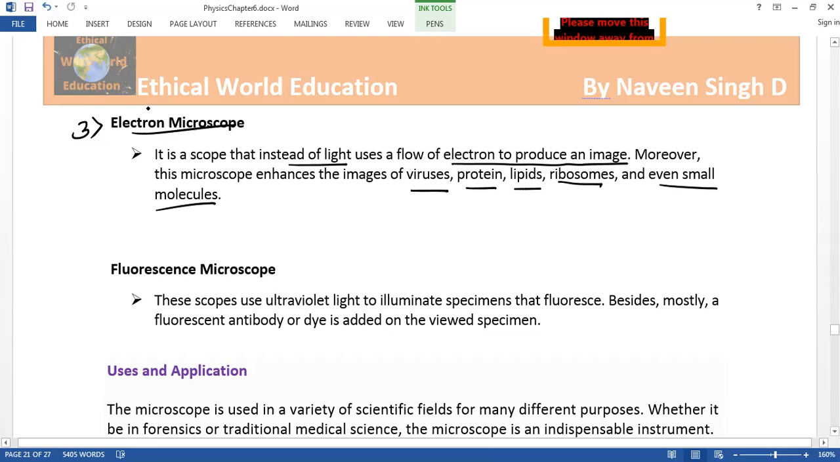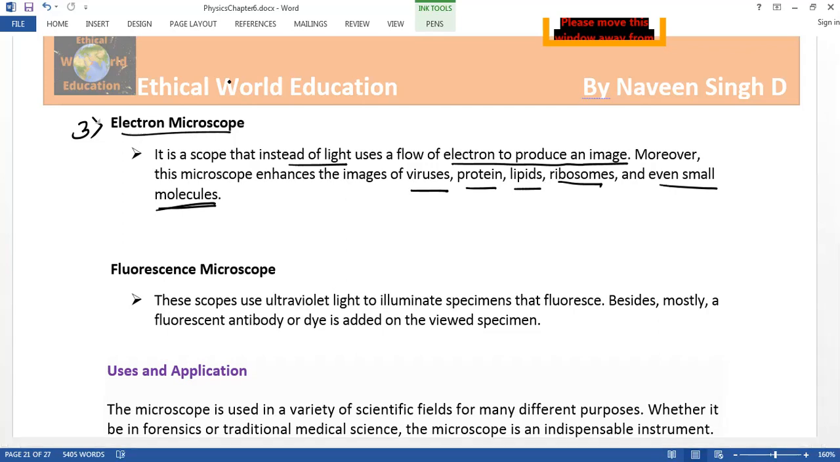In terms of quality of image, it is better than the simple microscope as well as the compound microscope, because in a compound microscope you cannot enlarge viruses and proteins. The images of viruses, proteins, lipids, ribosomes, even the smallest molecules can be enlarged in an electron microscope. So in terms of resolution quality, it is better than the simple as well as compound microscope. Let us move on to the next one.